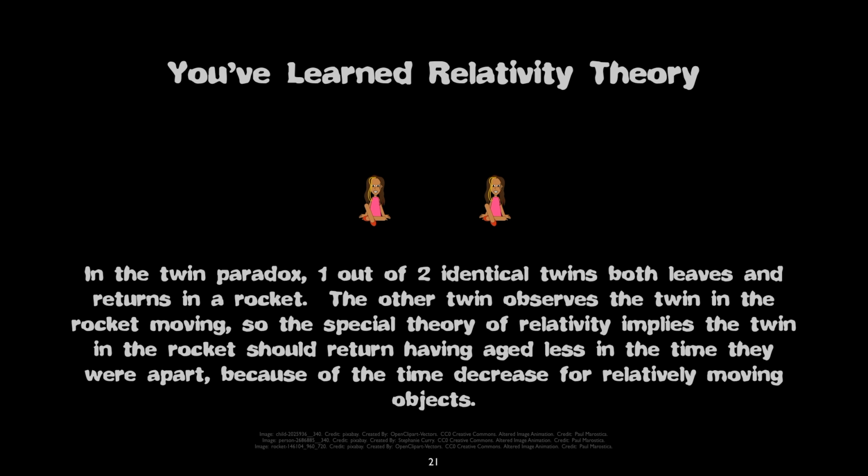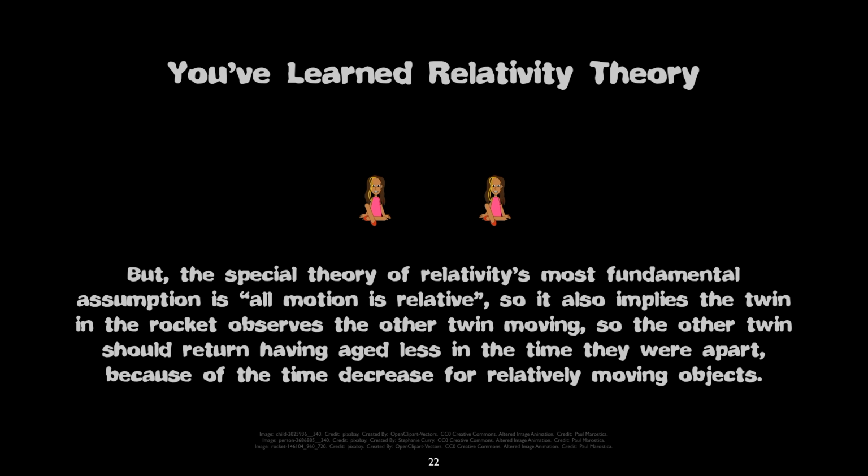In the twin paradox, 1 out of 2 identical twins both leaves and returns in a rocket. The other twin observes the twin in the rocket moving, so the special theory of relativity implies the twin in the rocket should return having aged less in the time they were apart because of the time decrease for relatively moving objects. But the special theory of relativity's most fundamental assumption is all motion is relative. So it also implies the twin in the rocket observes the other twin moving, so the other twin should return having aged less in the time they were apart because of the time decrease for relatively moving objects.